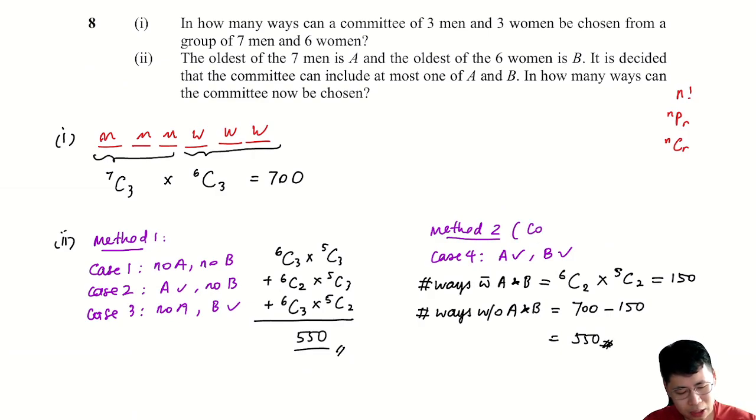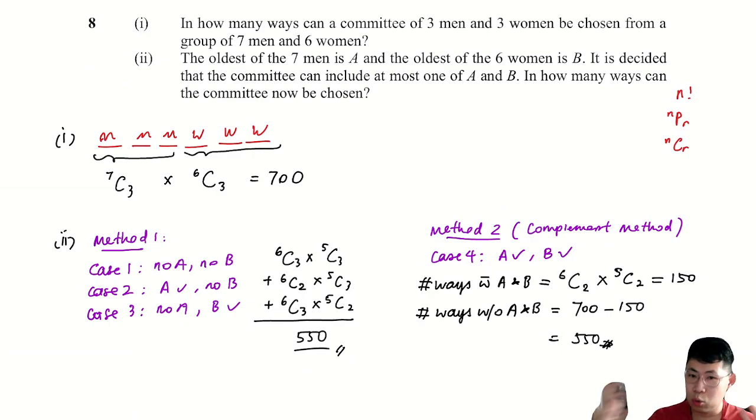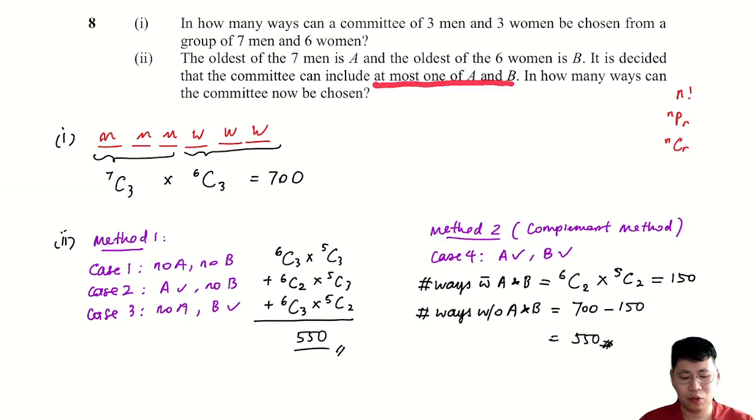Method 2 is what we call the complement method, which is to look for the complementary case, the one that completes the whole situation, and we just take the total minus that final case. So this is how we analyze question 8. As you can see, both method 1 and method 2 are okay. It's just that method 2 more often than not is easier, and we can usually spot it by observing these kinds of phrases here.